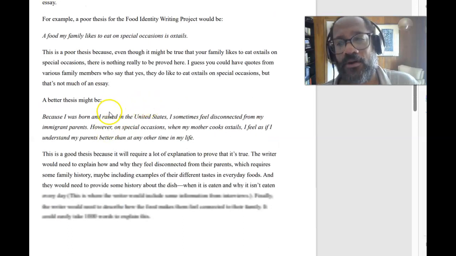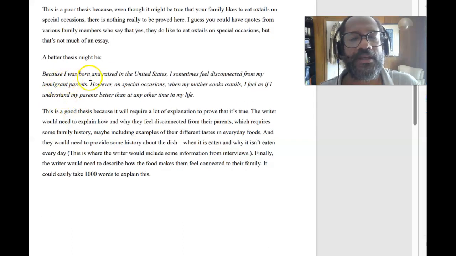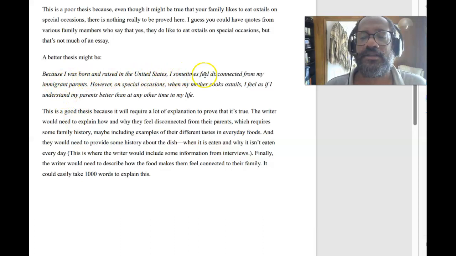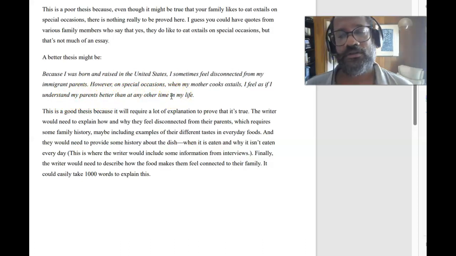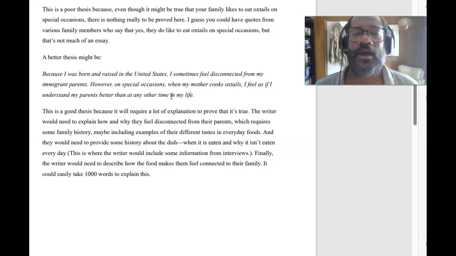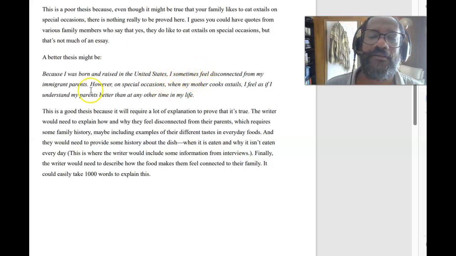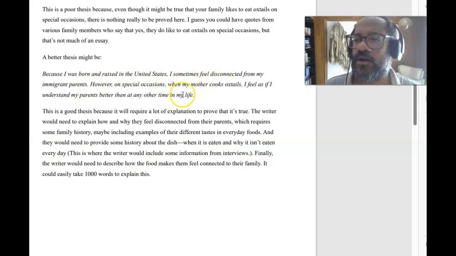So let's look at what a better thesis would be. Because I was born and raised in the United States, I sometimes feel disconnected from my immigrant parents. However, on special occasions when my mother cooks oxtails, I feel as if I understand my parents better than at any other time in my life. Now, that's still mentioning food. It's still mentioning the importance of oxtails on special occasions, but it is talking about this idea of feeling disconnected from immigrant parents. And here's a way in which we can potentially feel more connected to them through this food.